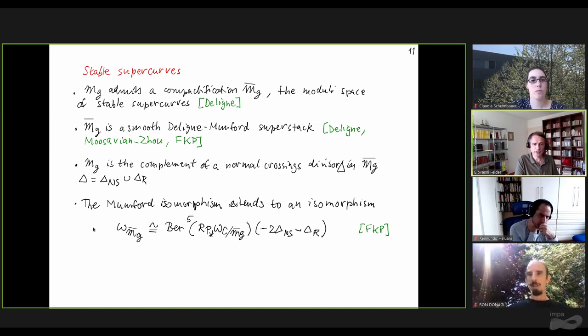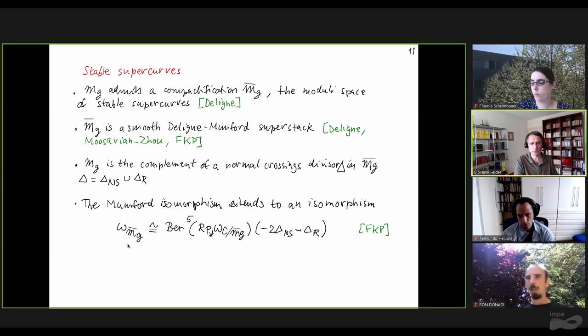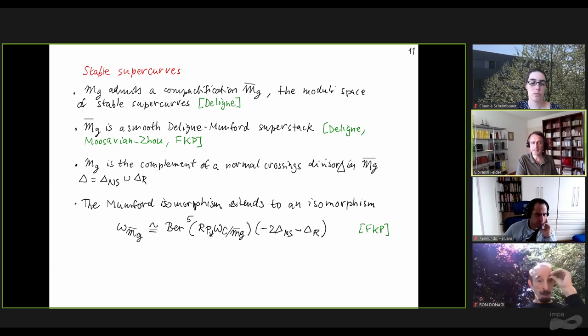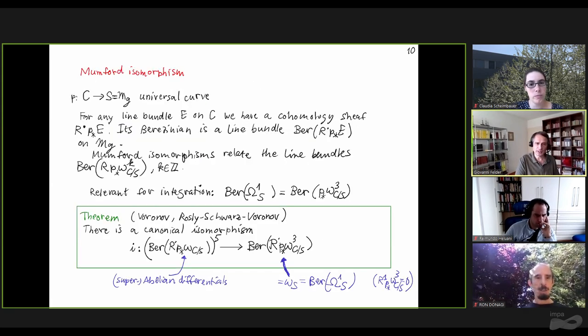So this Mumford isomorphism extends actually to an isomorphism between the canonical sheaf, or the Berezinian sheaf, on the supermoduli space and the fifth power of the Berezinian of abelian differentials, but twisted by this thing. This we proved, but it is a geometric understanding of what is known by physicists in their language. They say that this amplitude has a second order pole at Neveu-Schwarz nodes, and it has a first order pole at Ramond nodes.